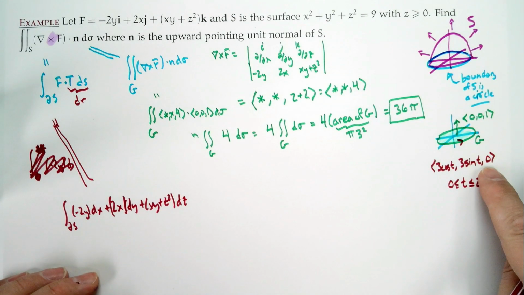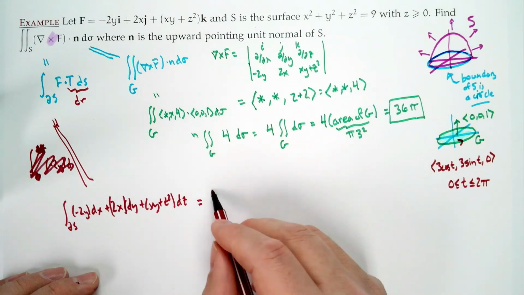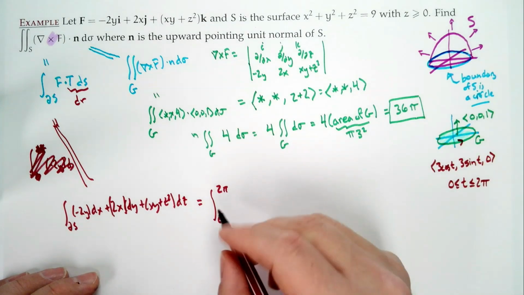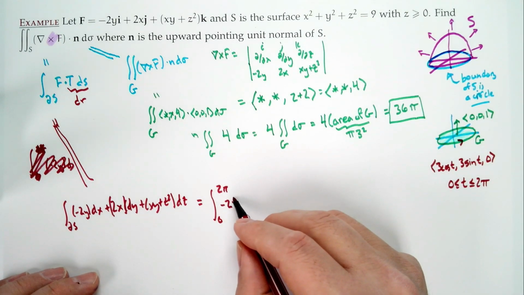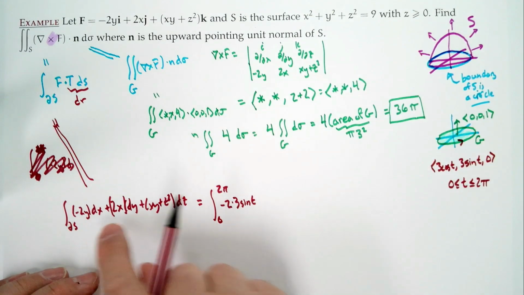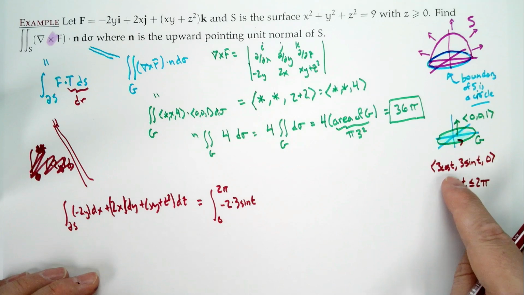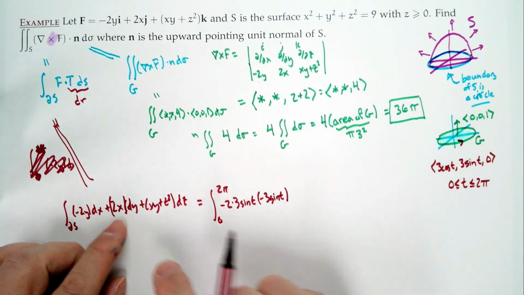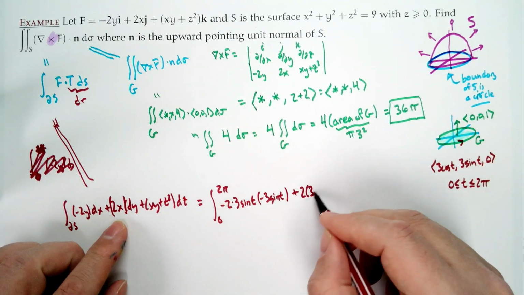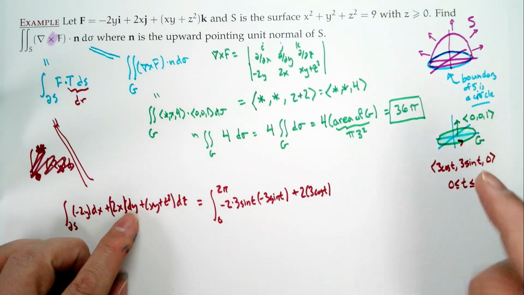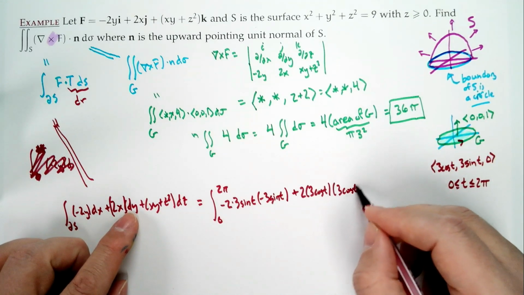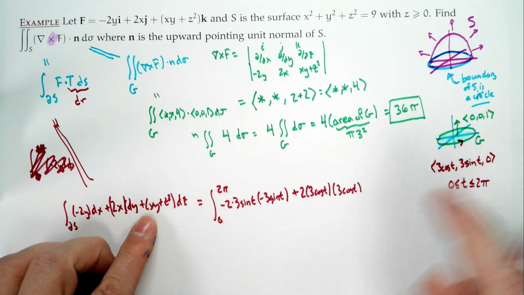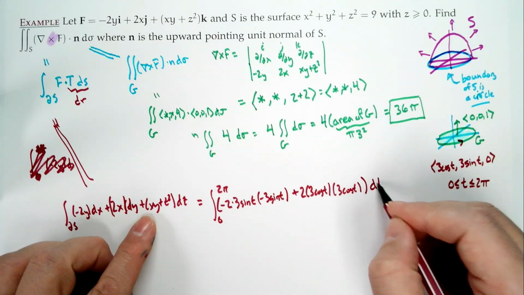Now, notice that z is 0. So what happens is when we integrate 0 to 2 pi, a lot of this simplifies. So you have minus 2 times y. So that's minus 2 times 3 sine t times the derivative of x. Well, the derivative of 3 cosine t would be minus 3 sine t. Plus 2x, so plus 2 times 3 cosine t times the derivative of y, which is 3 cosine t, plus something times the derivative of z, which is 0. And that is what we're going to integrate dt.